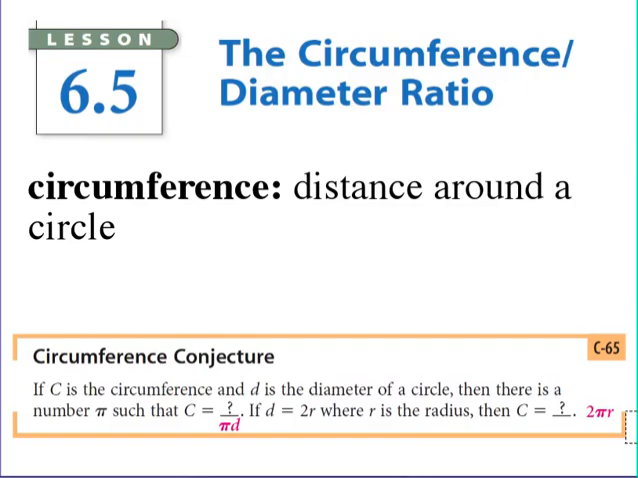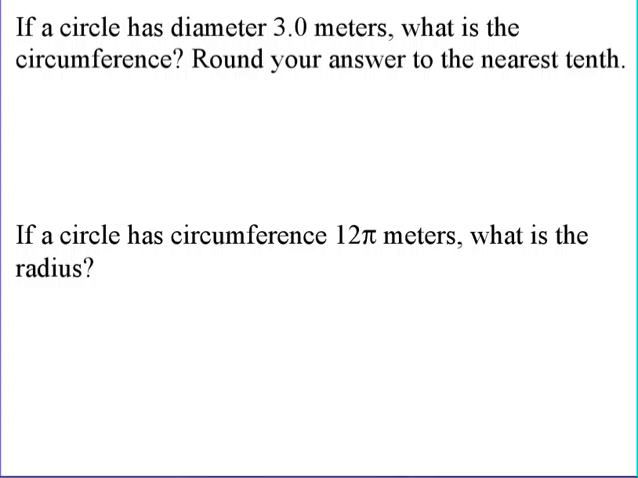Now this is something that will follow you through to the state assessment. They expect you to know that the circumference is pi times the diameter, or 2 times pi times the radius. So we're going to look at a few examples here. Basically, it just says if the circle has a diameter of 3 meters, what is the circumference?